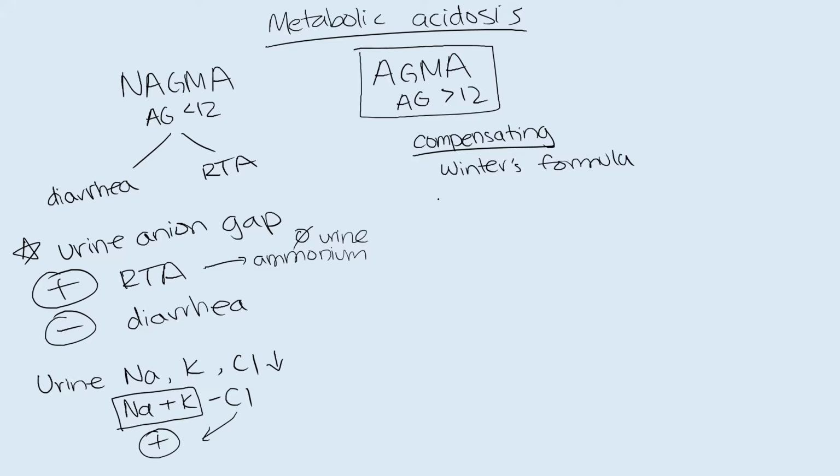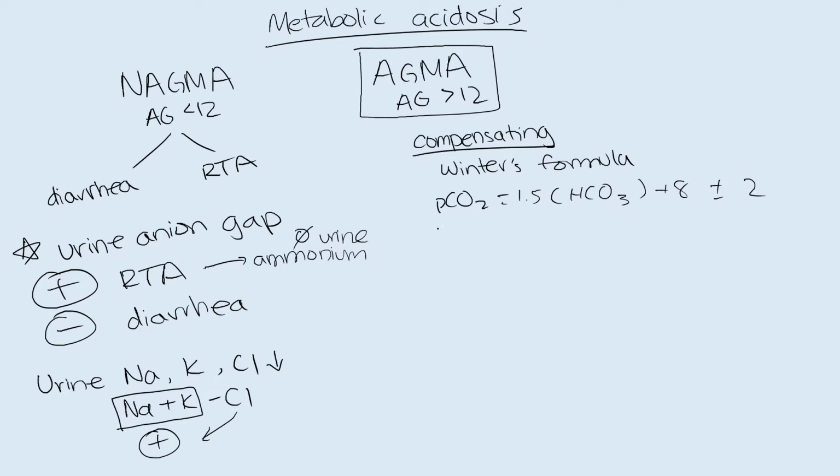And so basically we calculate this by seeing what the PCO2 is, because when these patients are acidemic, they're going to start breathing off some carbon dioxide in order to breathe off some of that excess H+ ion. And so the equation for Winter's formula is PCO2 equals 1.5 times the bicarb level plus 8, plus or minus 2.